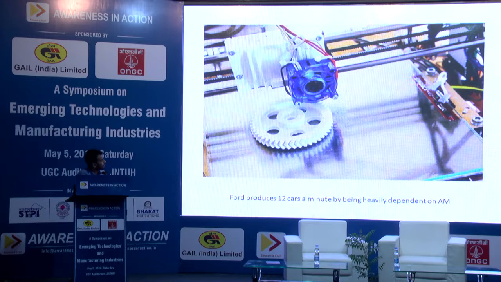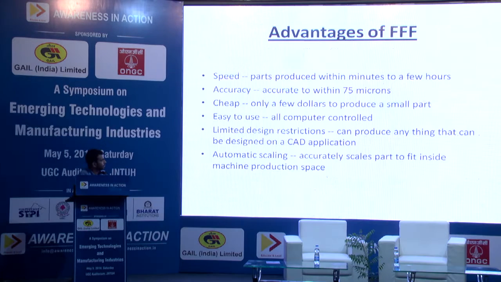Okay, so this is normal. Ford produces 12 cars a minute by being heavily dependent on AM. Ford was the first automotive company to introduce this technology. They were the first ones to print intake manifolds and test them in their cars. Today, Ford owns a lab consisting of around 150 printers of different technologies, and this technology is introduced from the prototype stage to product development.